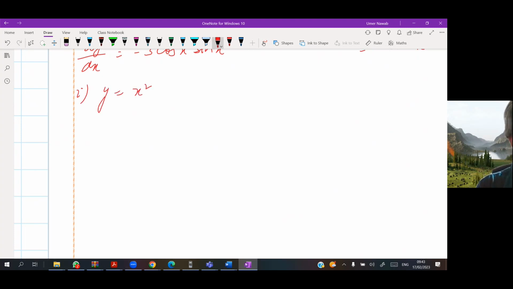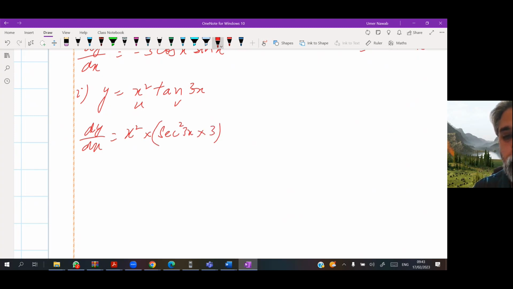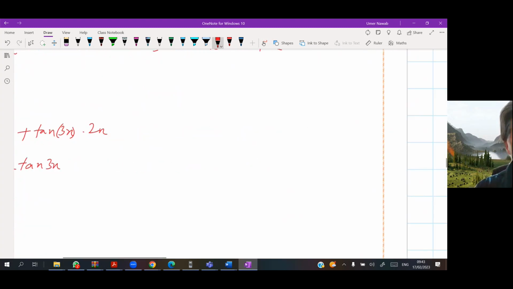y is equals to x squared tan of 3x. Again, product rule. dy by dx, leave x squared. Derivative of tan 3x is secant squared 3x. Further derivative of 3x is 3. Plus tan of 3x, and the u prime is 2x. If you want to write it in simplified form, this is 3x squared secant squared 3x plus 2x tan of 3x. I is done.